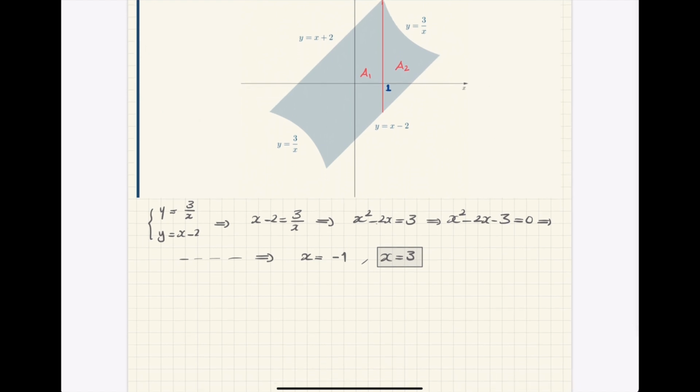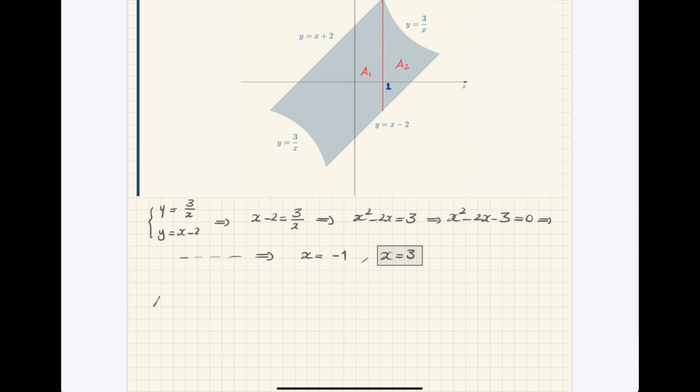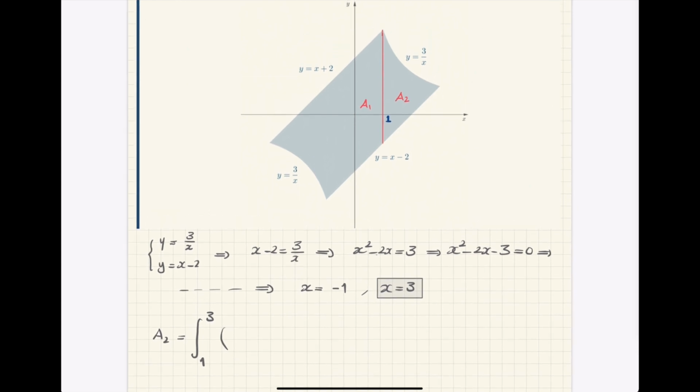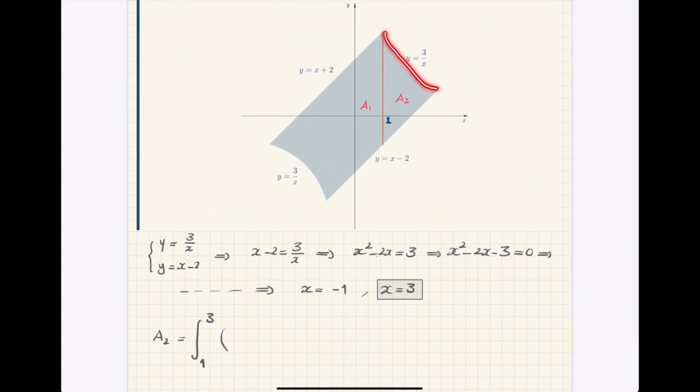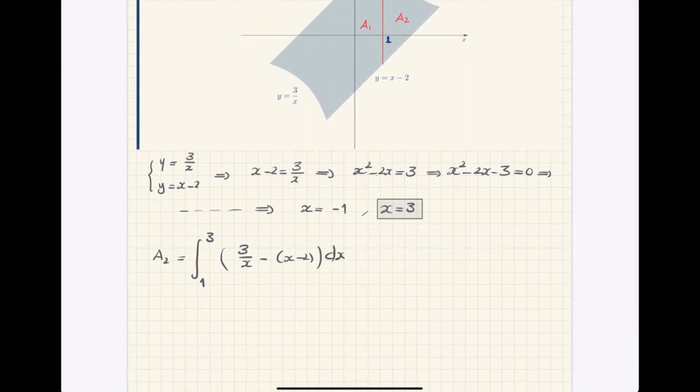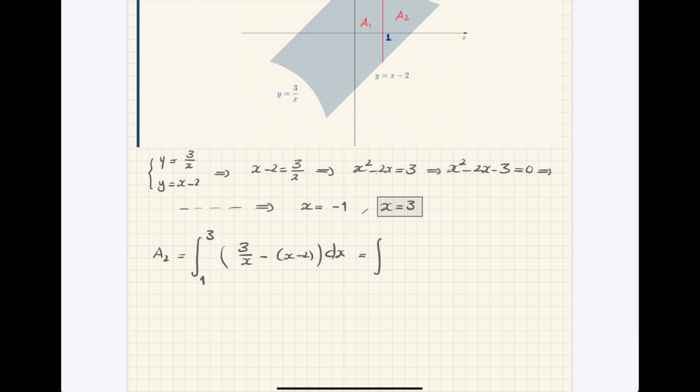Anyway, so I want to calculate A2. I would say that A2 is the integral from 1 to 3. The upper function here, this is the upper function in this area, and this one is the lower function. So it becomes 3 over x minus (x minus 2) dx. Okay, and then let me simplify this, so it becomes the integral from 1 to 3 of 3 over x minus x plus 2 dx.